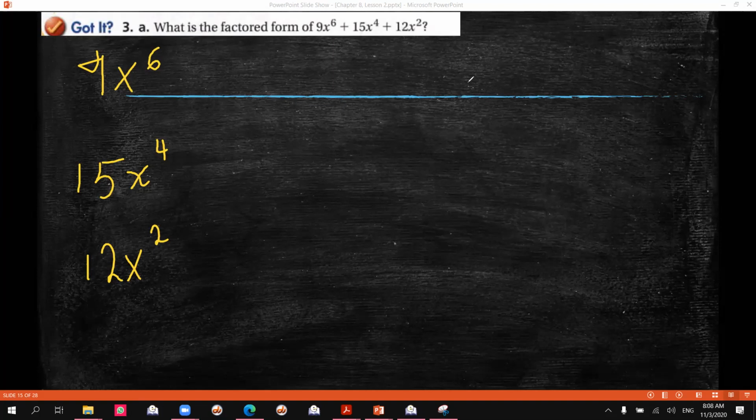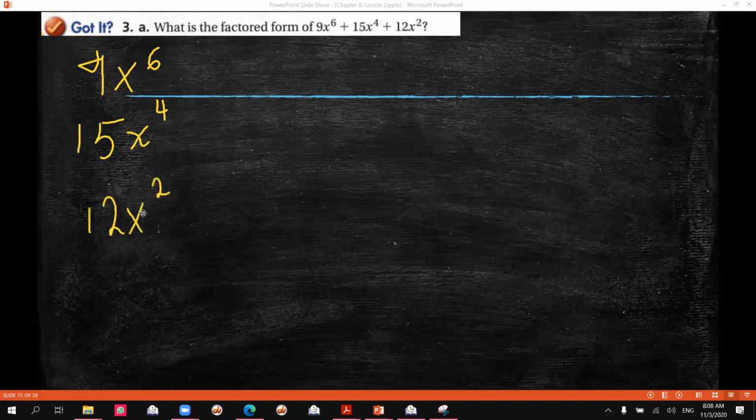How can we factor each one? What did we do? First, I go to the constant number, to the coefficient. And after I go to the coefficient, I just want to write the number as a combination of prime numbers that, if I multiply them, I get the composite number.